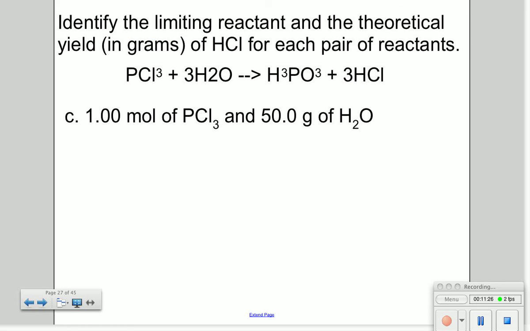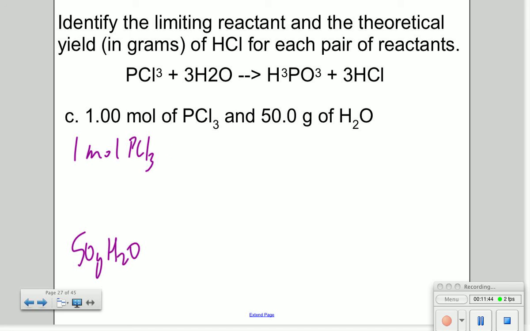Okay, let's do this one here. Identify the limiting reactant and theoretical yield in grams of hydrochloric acid for each of the pair of reactants. Here I have one that starts with moles, and here I have one that starts with grams. So I'm going to set up my two stoichiometric equations. 1 mole of PCl3, and I have 50 grams of H2O.